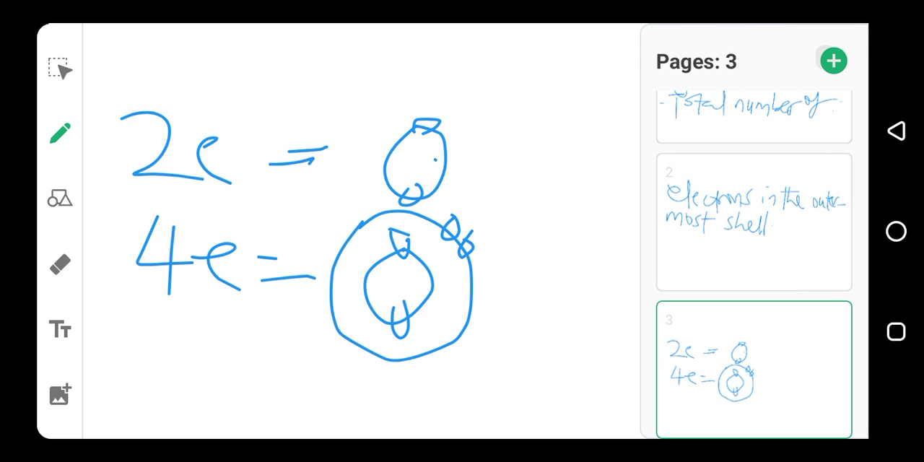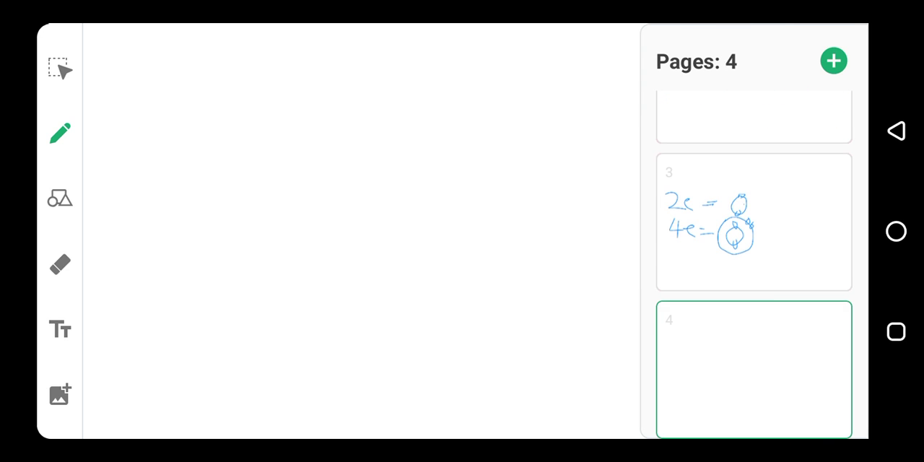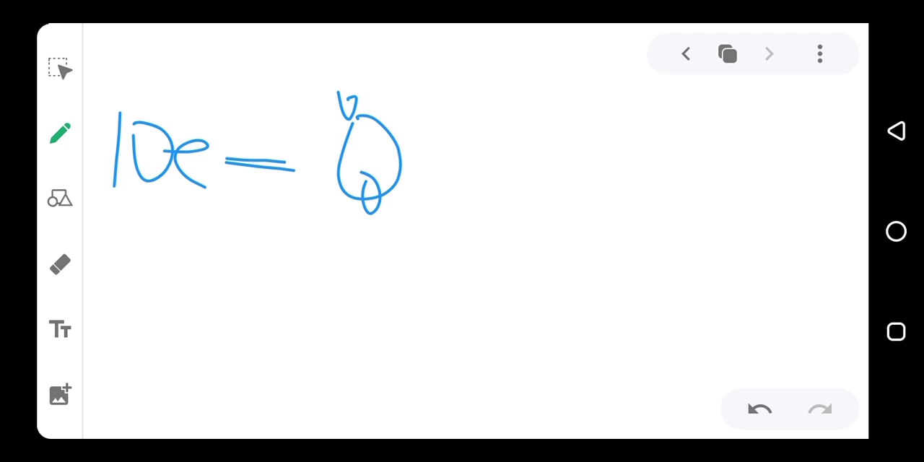If we have an atom that has 10 electrons, the first 2 electrons will go to the first shell, and the other ones will go to the second shell. So out of 10, we have taken 2, remaining 8. So we have the 8 here.